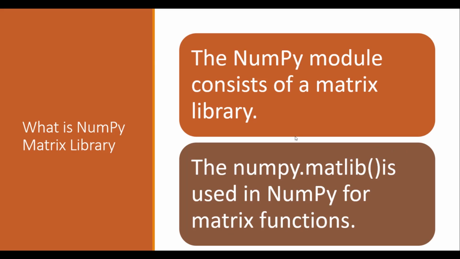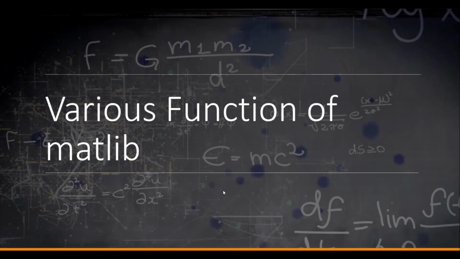Basically, the NumPy module consists of a matrix library, and the NumPy matlib is used for matrix functions. This function returns matrix values as output. It also uses the array elements as input, and it configures the matrices instead of ndarray objects. Now let us briefly discuss the various functions.